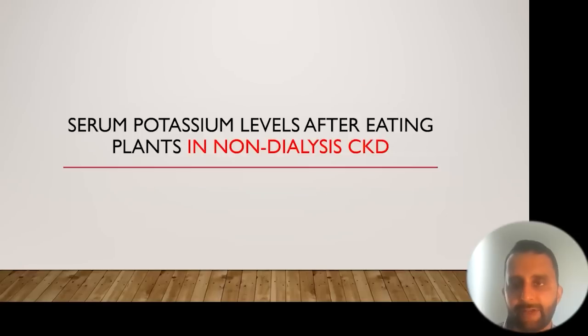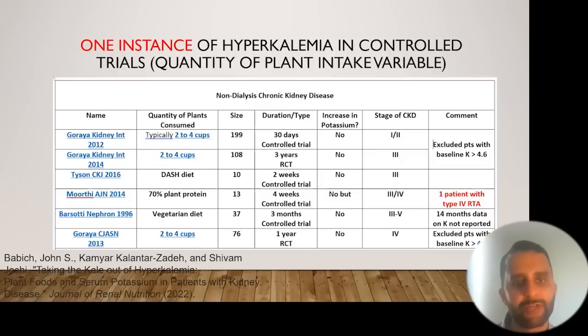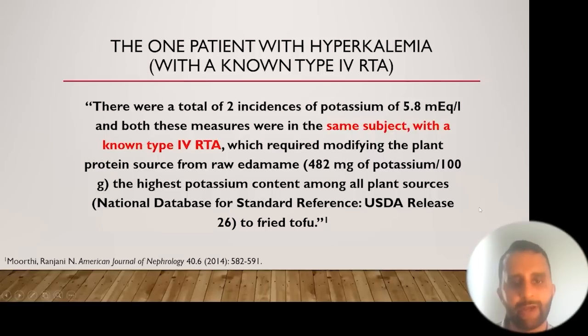And I want to look at the evidence that exists for those who are not on dialysis and who just have kidney disease. We recently published a paper on this year, so you can find all this information there. This was written by my research assistant, John Babich, who did an excellent job. And what you can see here is that when you look at the studies, there's only been one instance of someone having a high potassium level while eating a plant-based diet or eating a portion of their diet from plant foods. And this was in someone who had a pre-existing type 4 RTA, which stands for renal tubular acidosis.